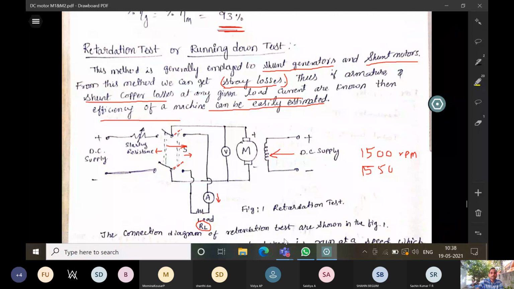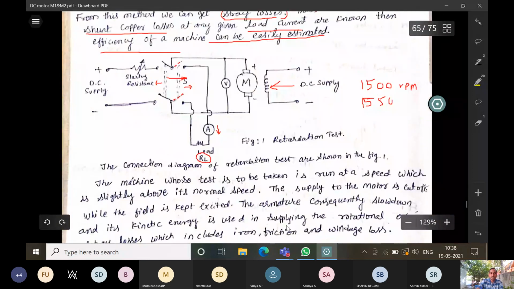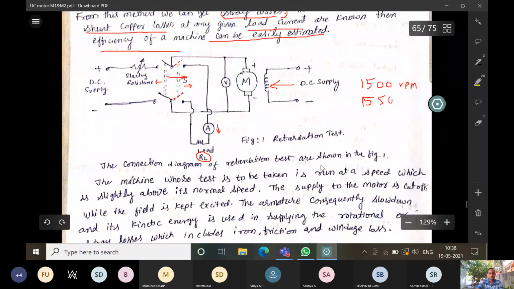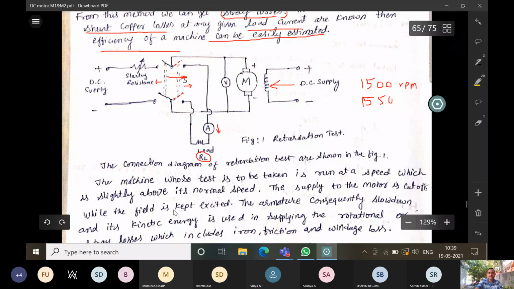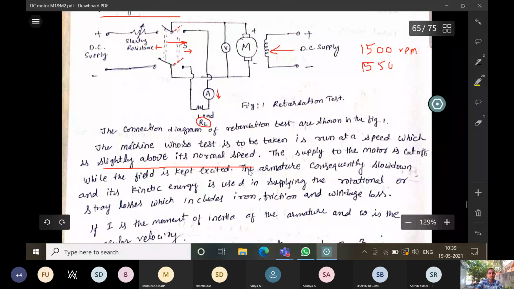So the connection diagram of the retardation test is shown in the figure. The machine whose test is to be taken is run at a speed which is slightly above the normal speed. The same thing I have explained in the theory part. The supply to the motor is cut off. The DC supply is cut off through the switch while the field is kept excited. So when the field is excited, immediately you open this.